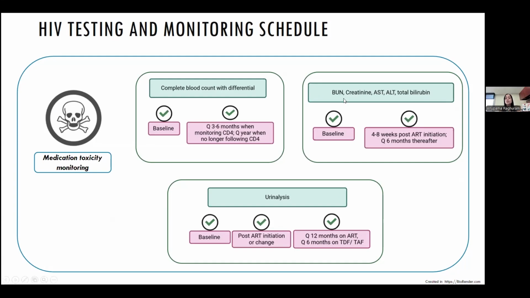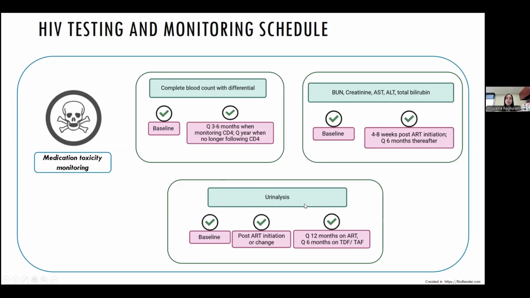The other thing is your BUN, creatinine, AST, ALT, and total bili. So your liver function and your kidney function, right? So you check that at baseline. You check that at that first 4 to 8 weeks after regimen initiation. And after that, it's every 6 months.